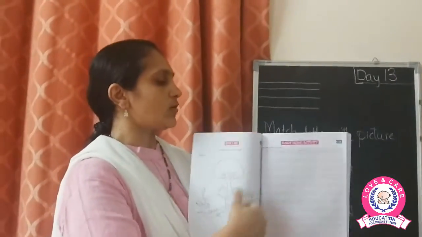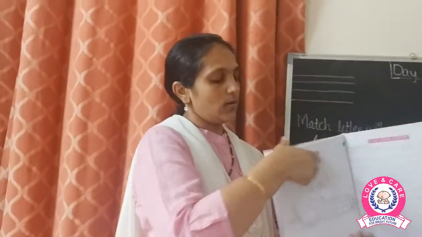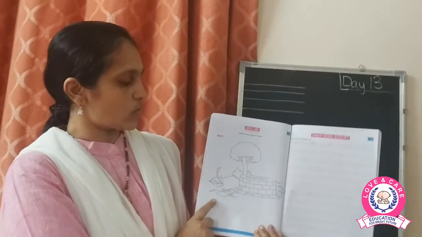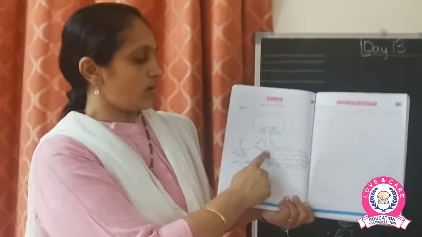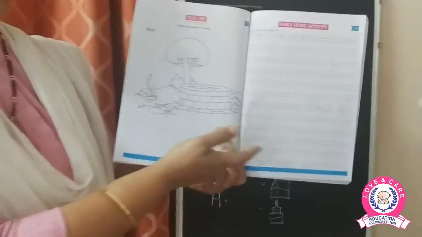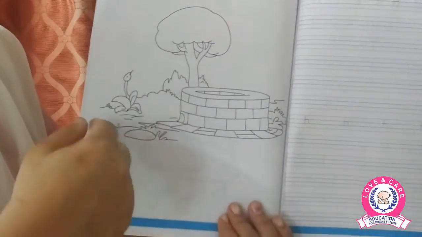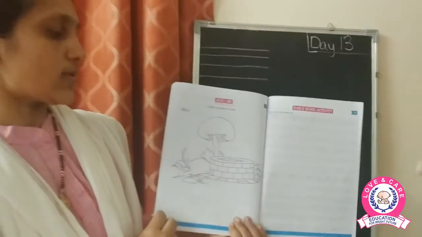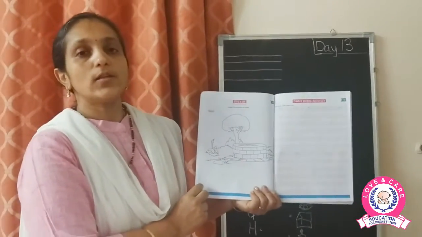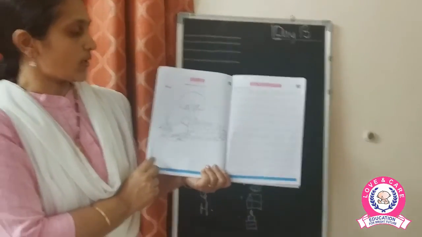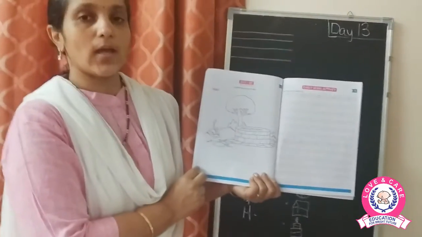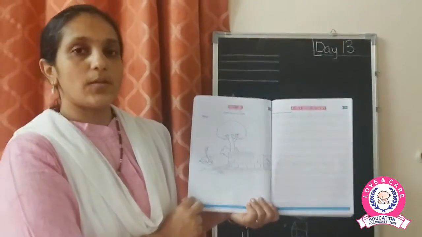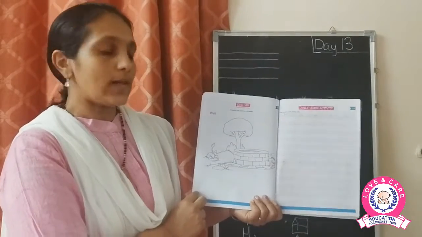Okay children, now moving on to the next page. Here again is one more source of water, that is a well. The well, you have to color it brown. The trees are green. So today in this session you have to color 3 pictures. They are all sources of water, because water is a very important thing in our life.